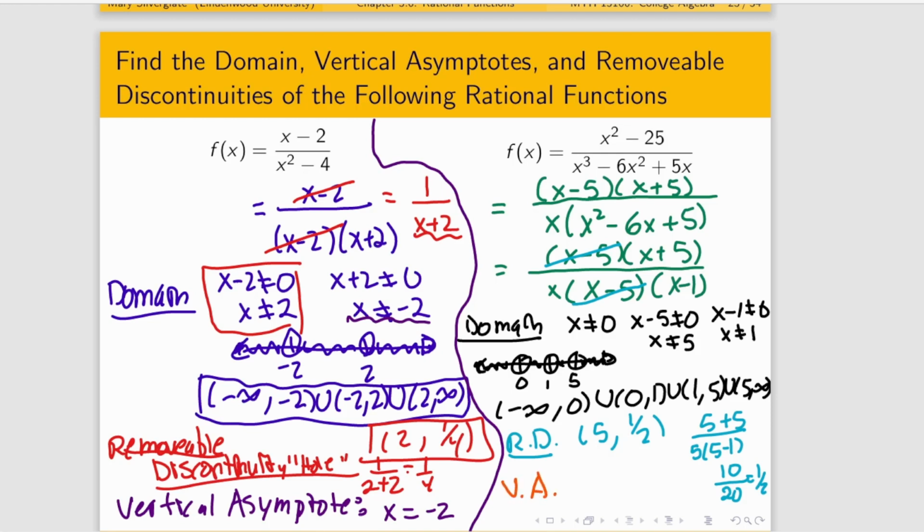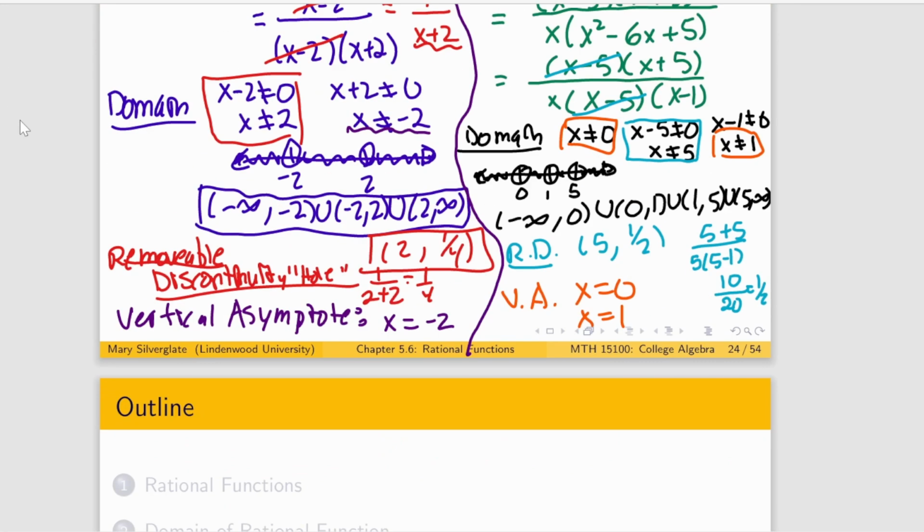And the vertical asymptote is whatever is remaining from those issues in the domain that didn't become removable discontinuities. So x equals 5 became a removable discontinuity, and that leaves x equals 0 and x equals 1 as our two vertical asymptotes. And now I've figured out my domain, the removable discontinuities, and the vertical asymptotes of this function.